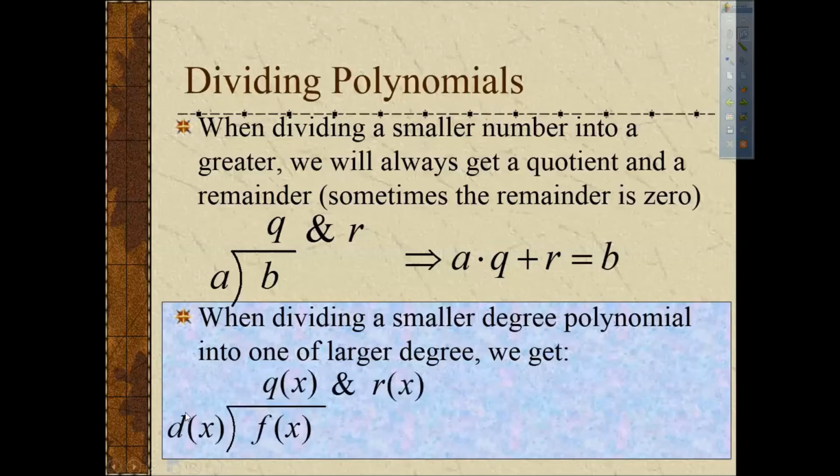So we've got a polynomial divided into another polynomial. We get a quotient polynomial plus a remainder polynomial. Now, if we put these back together the same way we think we can with numbers, you can see that d of x times q of x plus that remainder polynomial r of x will get you back to the original f of x. All right, let's see some examples of this here.